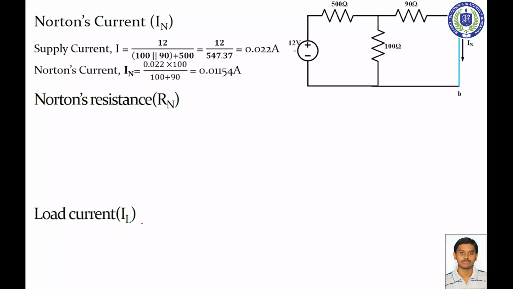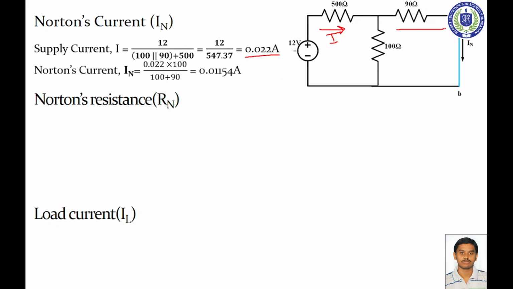So first step, we remove the load resistance RL and short circuit it. The supply current I is the 12 volt divided by the total resistance combination. The 90 and 100 ohm is a series parallel combination, and the 500 ohm is in series with this. So we get a value of 0.022 ampere.